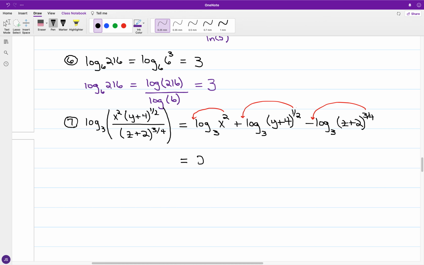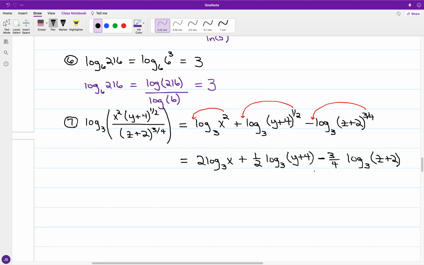Okay, so here we're going to have 2 times the base 3 logarithm of x, plus 1/2 of the base 3 logarithm of the quantity y plus 4, and we'll have minus 3/4 of the base 3 logarithm of the quantity z plus 2.